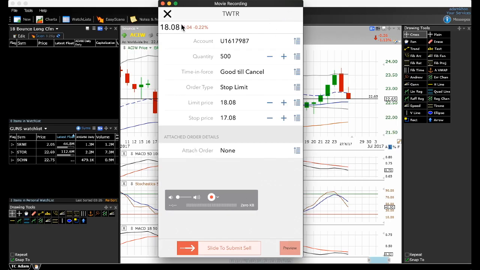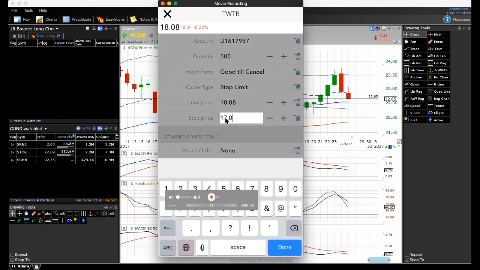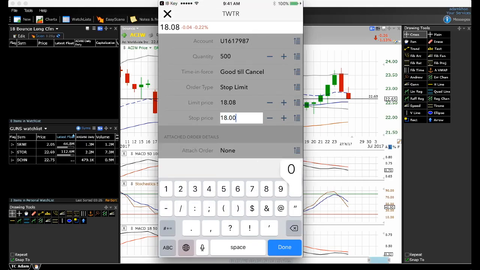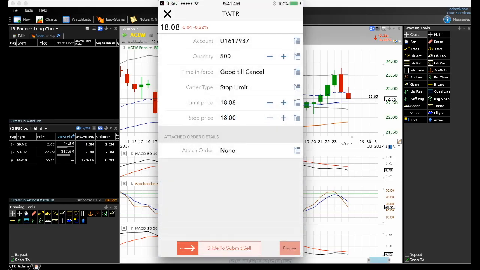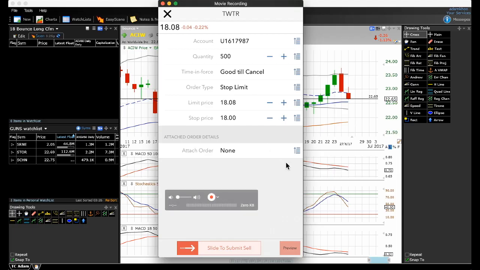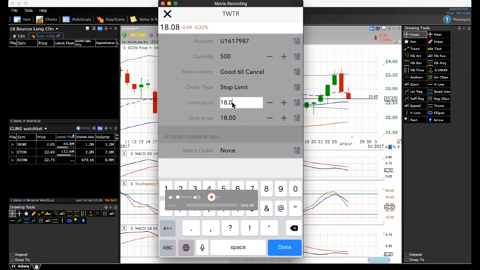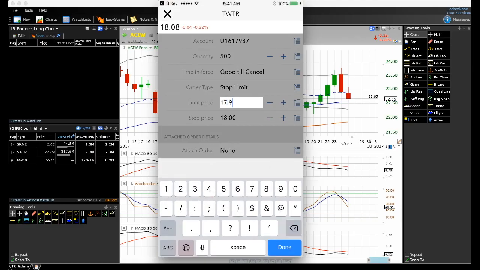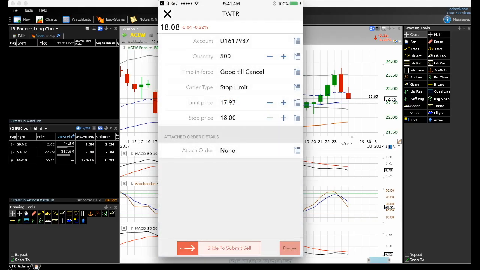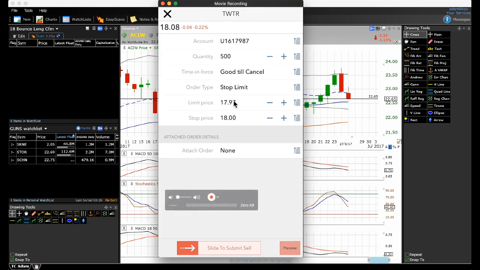So right now the price is 18.08. If it goes down to $18, I'm going to sell it. So that is my intended entry price of $18. So if it drops to 18, it's going to stop and sell it for me at the market price. But I must place a limit. I'm not going to sell it anything less than $17.97, for example, which is 3 cents below the intended entry price. Because if it's too low, I don't want to sell it, right? So that is the lowest I'm willing to go.